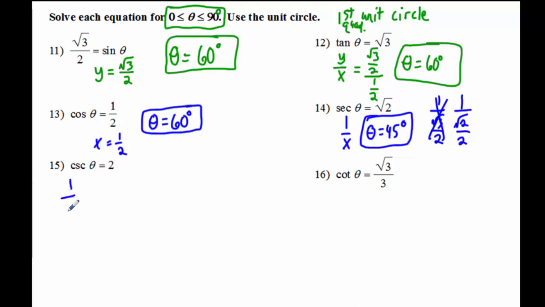Cosecant is 1 over y. So where is our 1 over y going to simplify to be 2? Well, that one's easier to see maybe, that has to be a 1/2 on the bottom to flip up and be 2. So where do I have a y value of 1/2 on my unit circle in the first quadrant? 30 degrees.